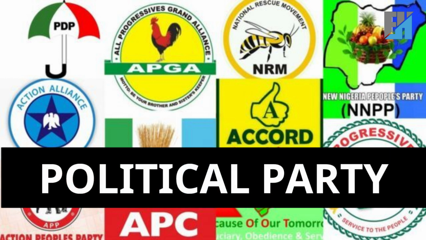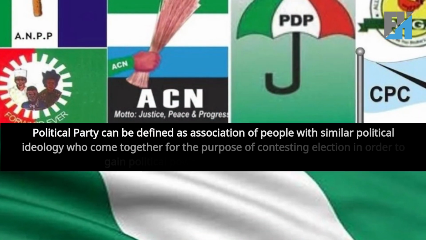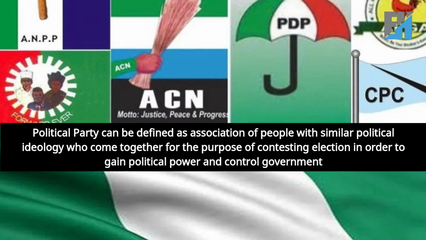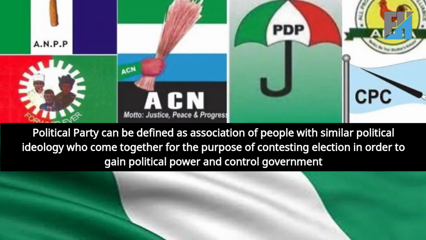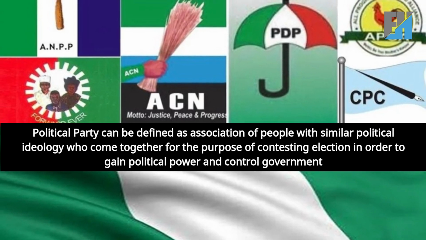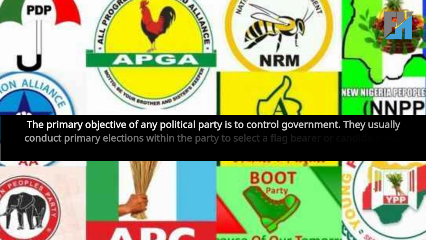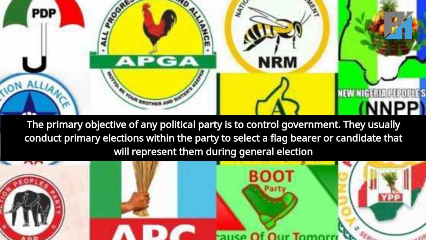In today's class we will be learning the topic, political party. Political party can be defined as an association of people with similar political ideology who come together for the purpose of contesting election in order to gain political power and control government. The primary objective of any political party is to control government.